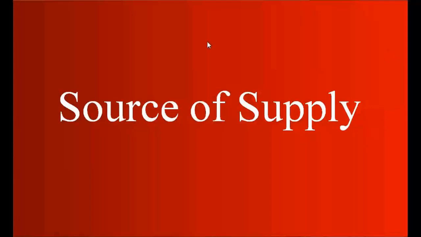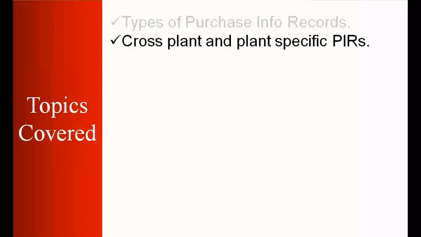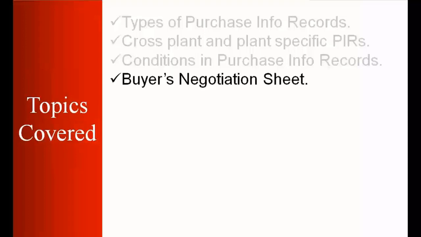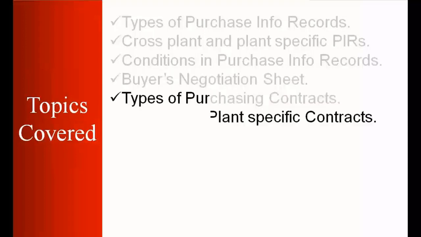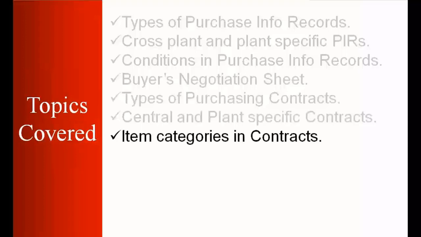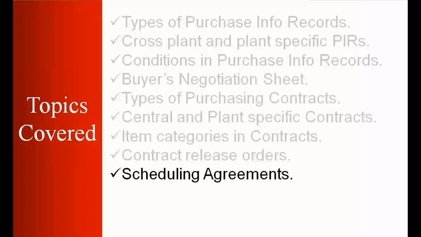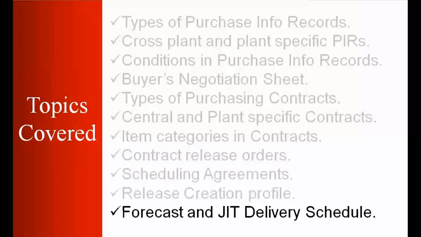Today we'll be starting our next topic, source of supply. Within this topic, we'll be covering: what are the types of PIR records, cross-plant and plant-specific PIRs, conditions in the PIR records, bias negotiation sheet, types of purchasing contracts, central and plant-specific contracts, item categories in contracts, contract release orders, scheduling agreements, release creation profile, forecast and JIT delivery schedule.